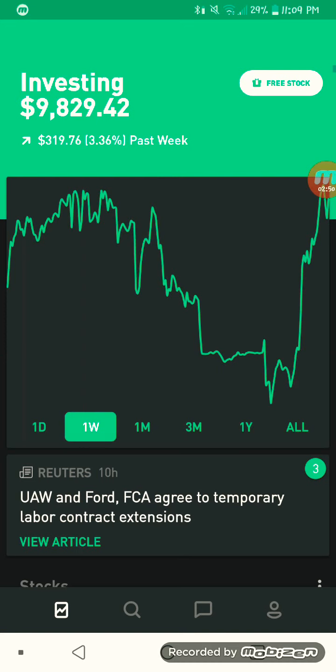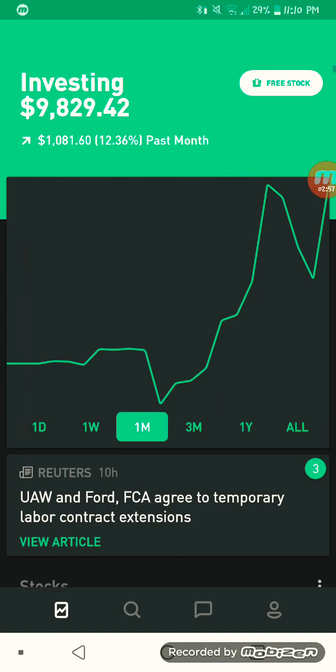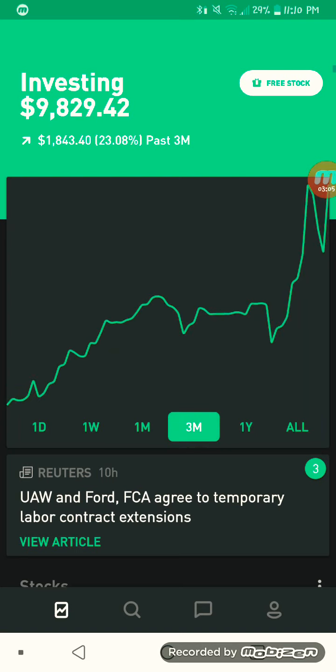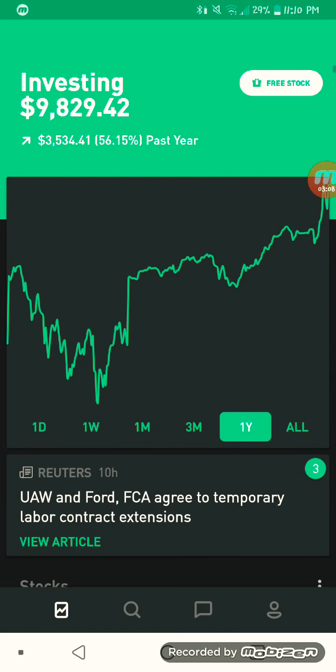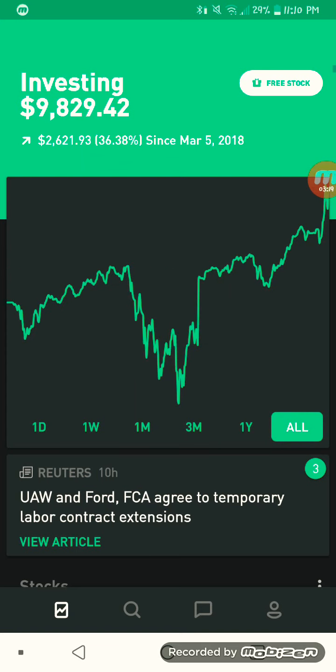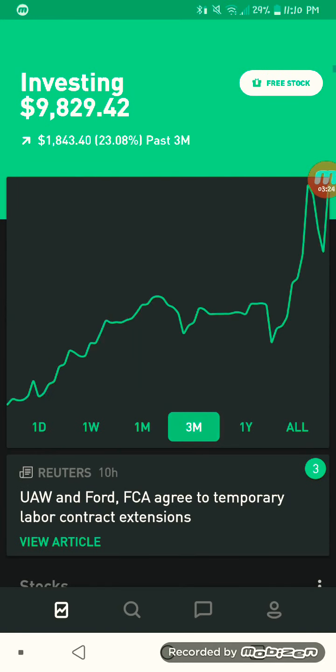And this changes based on the graph you're looking at. Like this is a week. Overall on the week I gained $319, and then in a month 1,081, and then in the 3 months you see 1,843. A year, 3,000 actually, yeah, 3,534. And then in the all chart is 2,621. So you can scroll through these and it's going to show you your portfolio value throughout time.